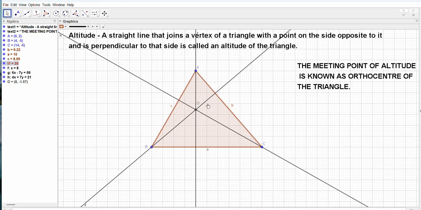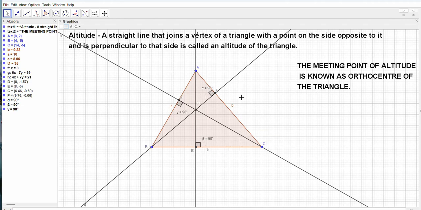meeting point is known as the orthocenter of the triangle. Okay, so the meeting point of altitudes is known as the orthocenter of the triangle. So I have told you these altitudes will form a 90-degree angle at the opposite side. So now I'm going to measure. So now you can see here at the meeting point, it is forming a 90-degree angle.